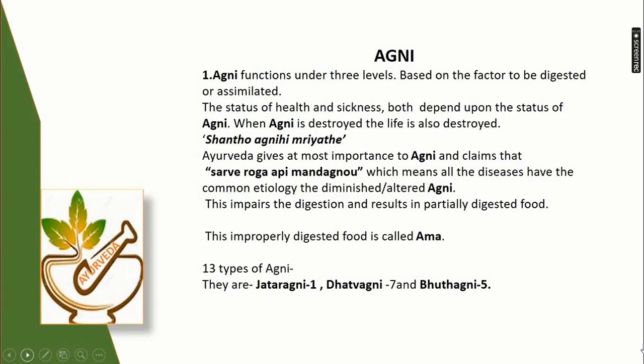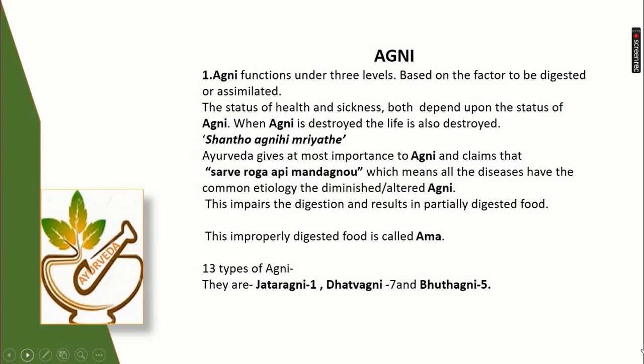Jataragni is the major principle of Agni which converts the food into ahara rasa, what we see. Apart from this, Jataragni completely governs the other types of Agni and thus plays a vital role in Dhatu Poshana, nourishing all the 7 Dhatus.